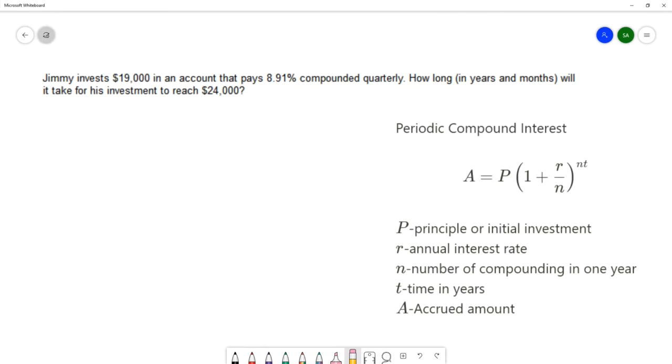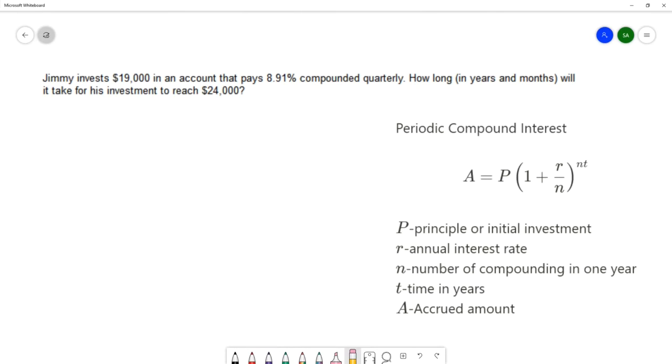And the values in this formula are as follows. The P stands for principal, or the initial investment. R stands for the annual interest rate. N is the number of compoundings in 1 year. What that means is how often the interest is added into the account. So the number of times interest is added in 1 year. T is time in years, and A is the accrued amount, the amount after some period of time. So what I want to do is read through the problem again, and as I read through it, try to identify the values of the variables that we use in this formula.